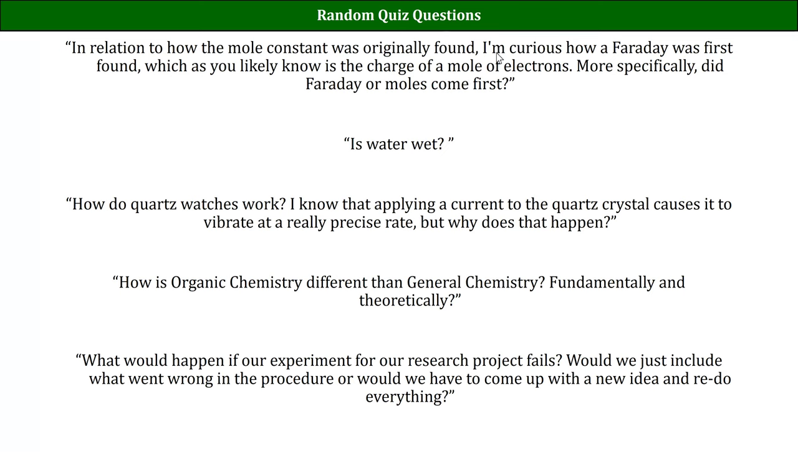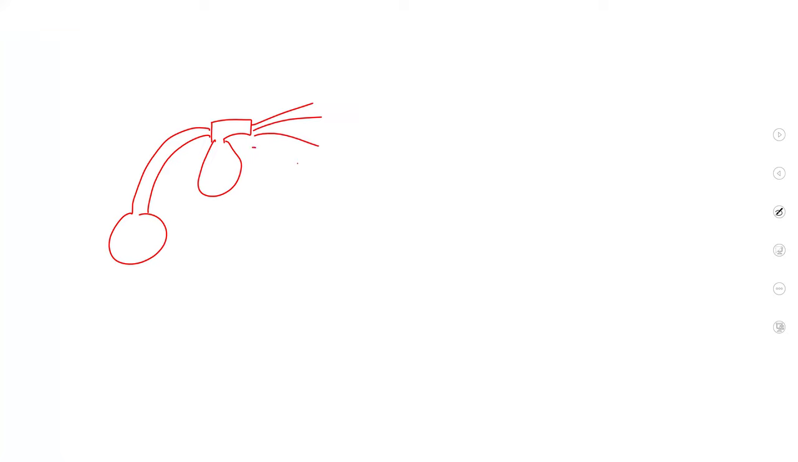Somebody asked how the mole constant was originally found, or rather, how Faraday originally found the charge on a mole of electrons. A coulomb was already defined when Thomson discovered electrons. Determining the charge on an individual electron was done with an experiment called the Millikan oil drop. You had a little perfume bottle with a spray nozzle and a squeeze bulb off the end of it that would spray little droplets of oil.